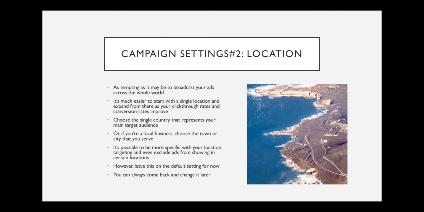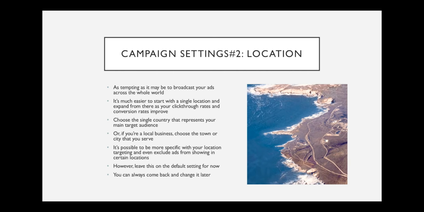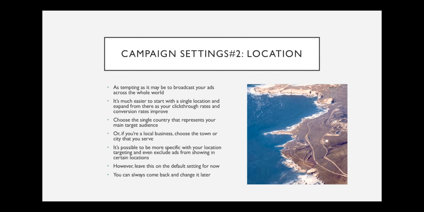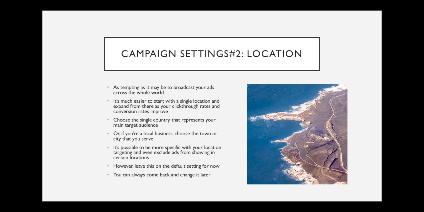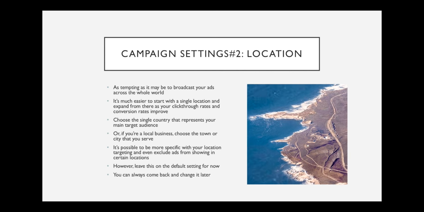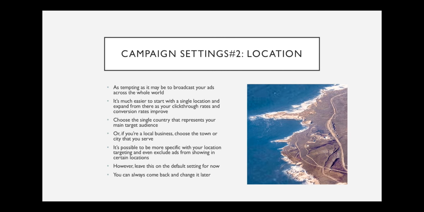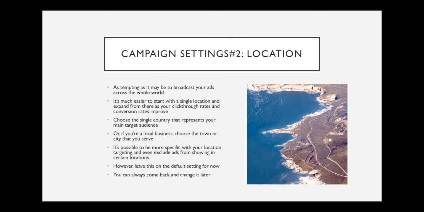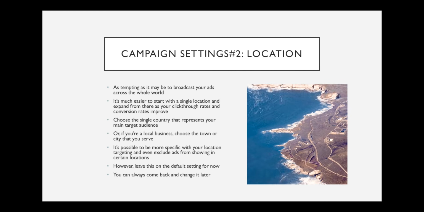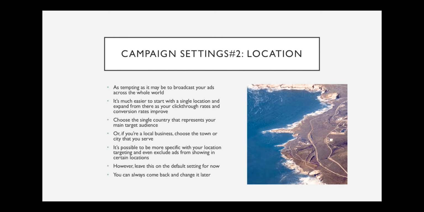Number 2, regarding campaign settings, is location. As tempting as it may be to broadcast your ads across the whole world, it's much easier to start with a single location and expand from there as your click-through rates and conversion rates improve. Choose a single country that represents your main target audience, or if you're a local business, choose the town or city that you serve. It's possible to be more specific with your location targeting and even exclude ads from showing in certain locations. However, leave this on the default setting for now. You can always come back and change it later.